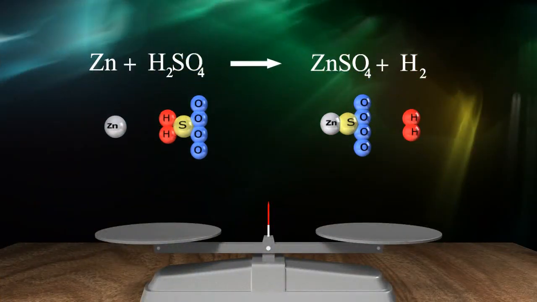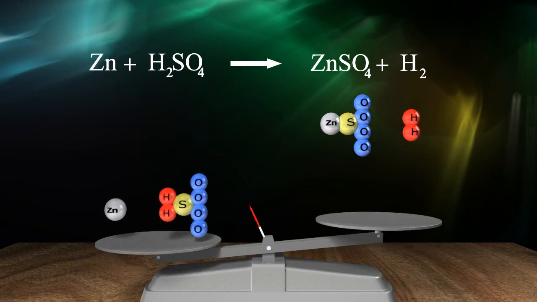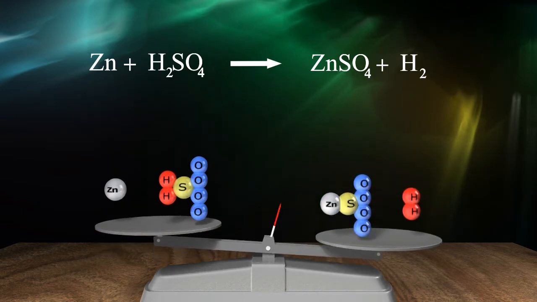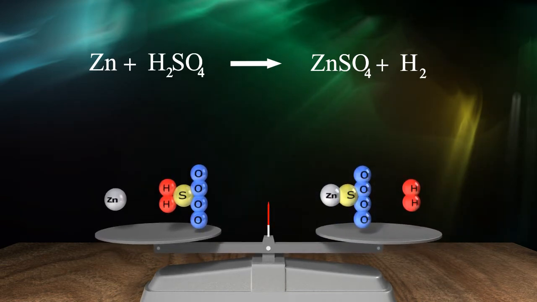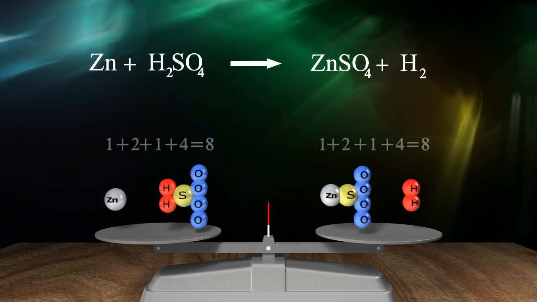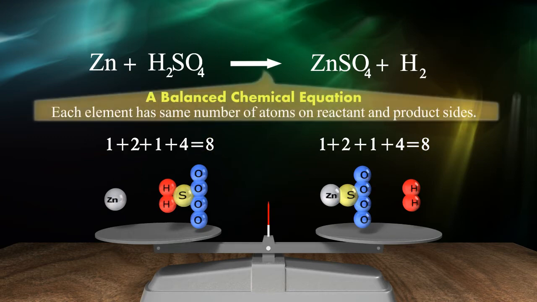If the reacting atoms of the zinc and sulfuric acid reaction are placed on one side of a balancer and the product atoms are placed on its other side, then the balancer gains balance and the number of atoms on both the sides are equal. The chemical equation for the reaction also shows that each element participating in the reaction has an equal number of atoms on both the sides. This is a balanced chemical equation.